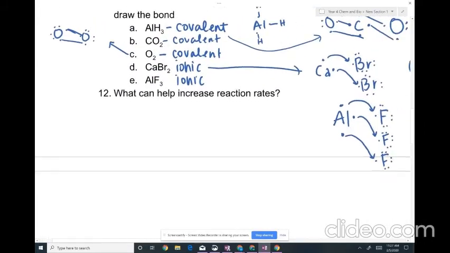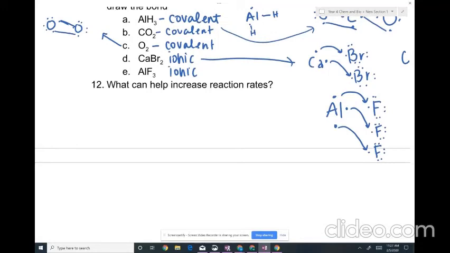Okay, so what can help increase reaction rates? Like I've been saying, if we're talking about making a mixture of Kool-Aid, there's a couple of things to keep in mind. First and foremost, stirring it really helps. The reason why stirring helps is that when you stir something, you're exposing more of those molecules to hit each other and to cause a reaction.